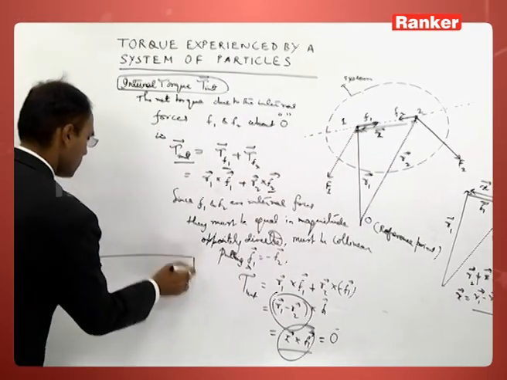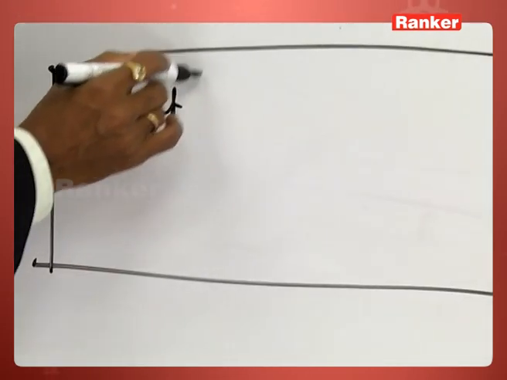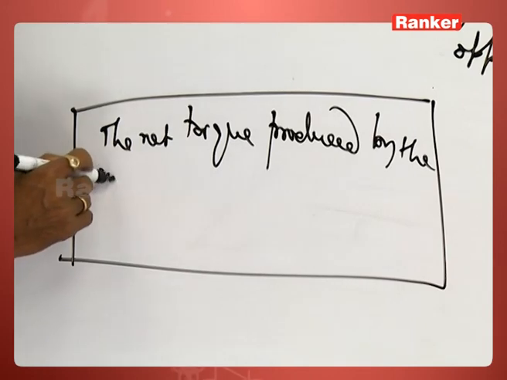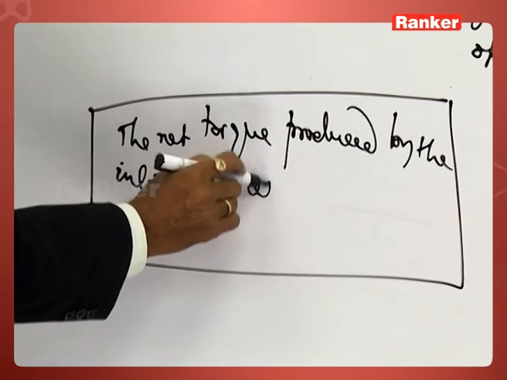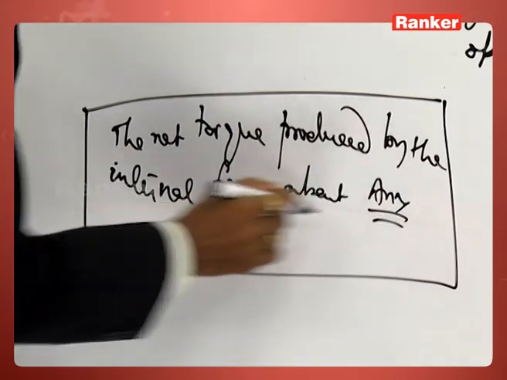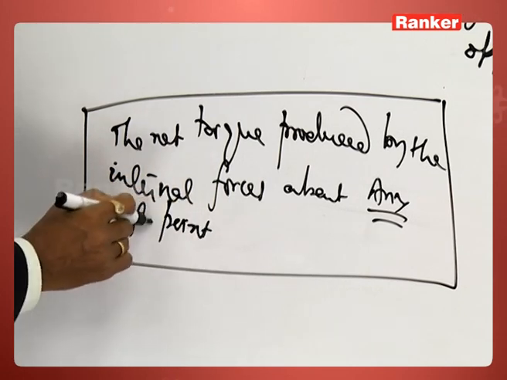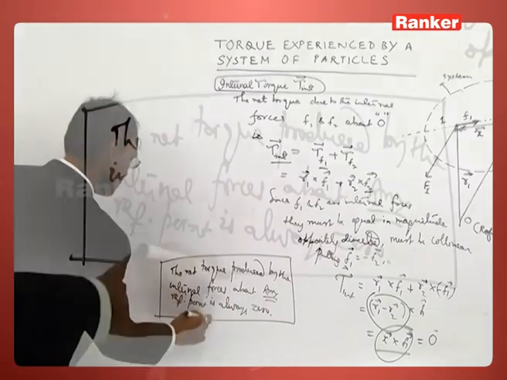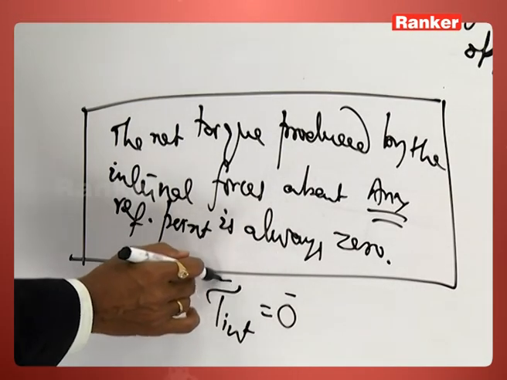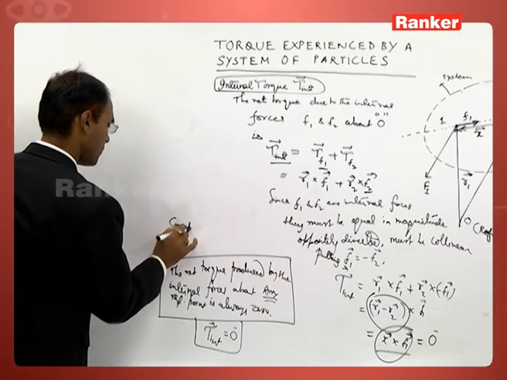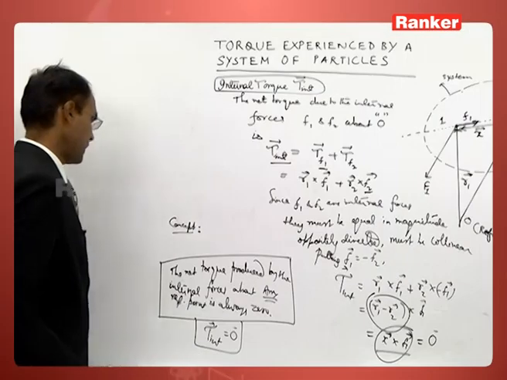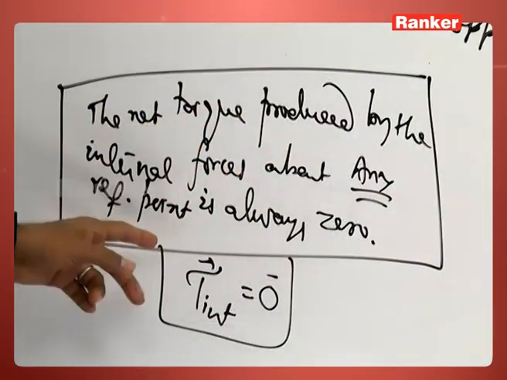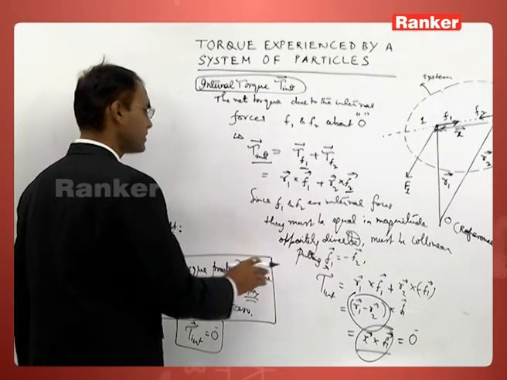The internal torque, the net torque produced by the internal forces about any reference point, is always 0. Tau internal is equal to 0. This is the concept. The net torque produced by the internal forces of a system of particles about any reference point is always 0. So internal torque is 0 for all times.